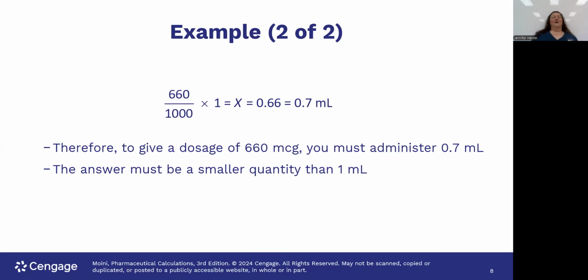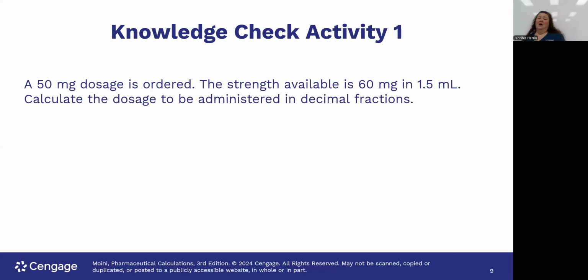0.66. That's kind of hard to measure in pharmacy, so unless we're told otherwise, we're just going to round to the tenths place, or one place past the decimal. Therefore, to give a dosage of 660 micrograms, we would need to administer 0.7 milliliters. And the answer must be smaller than the quantity of 1, because 1 is what we had in stock to start with, and we were going for a smaller dosage than what we had, right? So you always want to stop and make sure that your answer makes sense.